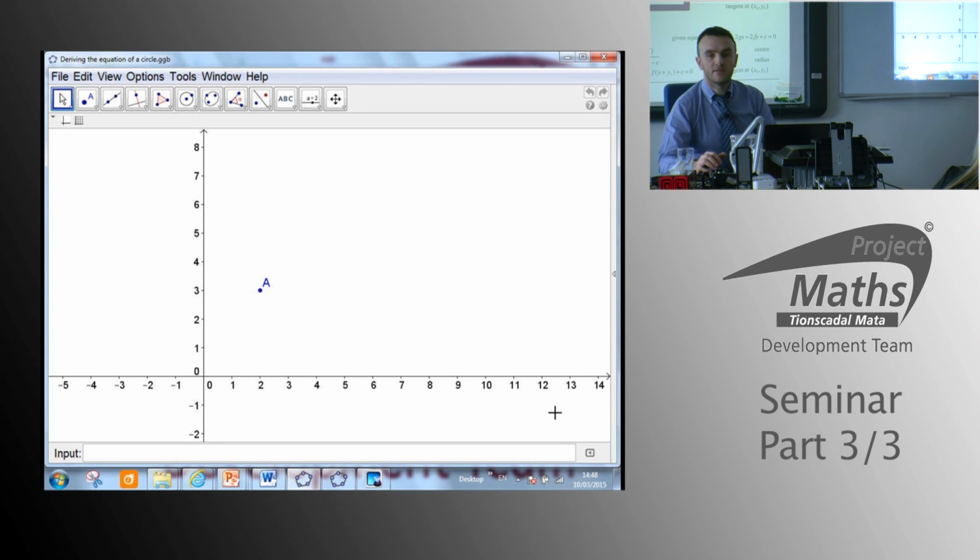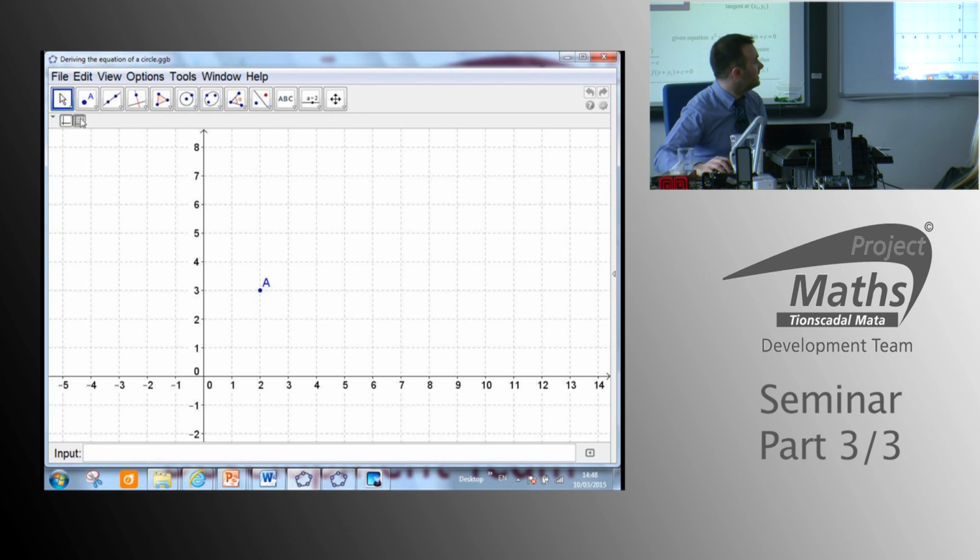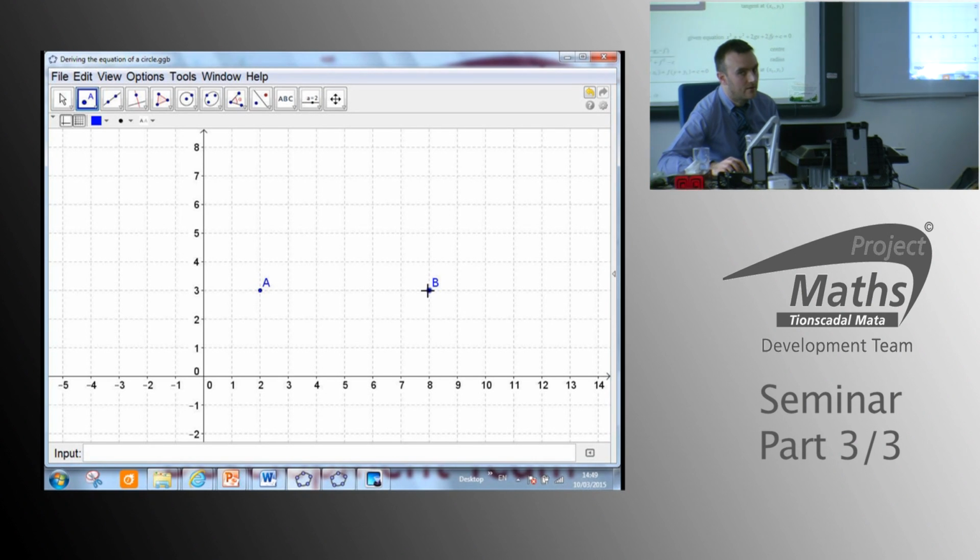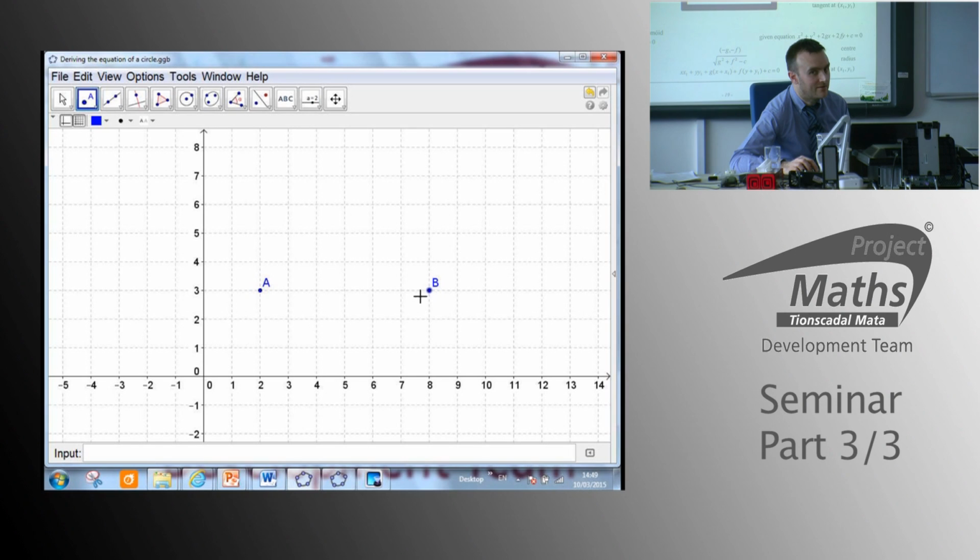Here's a point A. What are the coordinates of A? 2, 3. Okay. Can you give me a point that's 5 units away from A? And I'll help you. I'll just put in the grid if that helps. Right, let's try that. 8, 3. Okay. Now I'm deliberately leaving that there, even though that's 6 units away. That's fine. But I'm going to use it. So can you give me a point that's 5 units away?